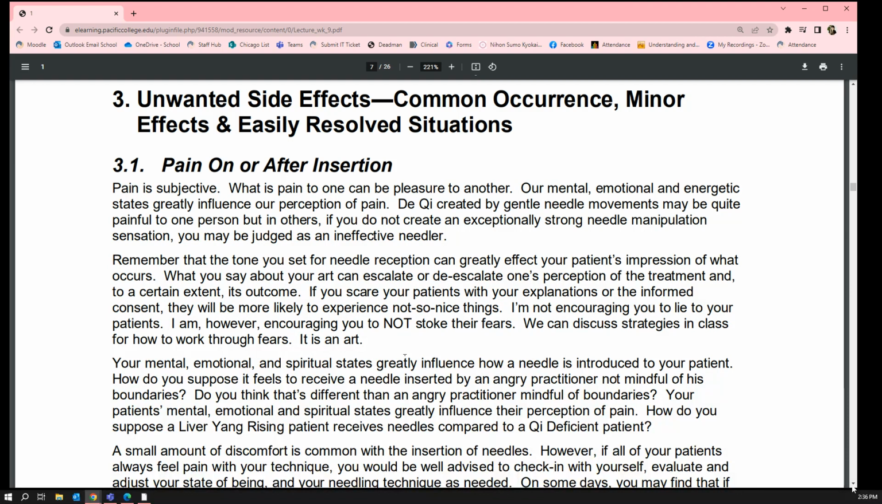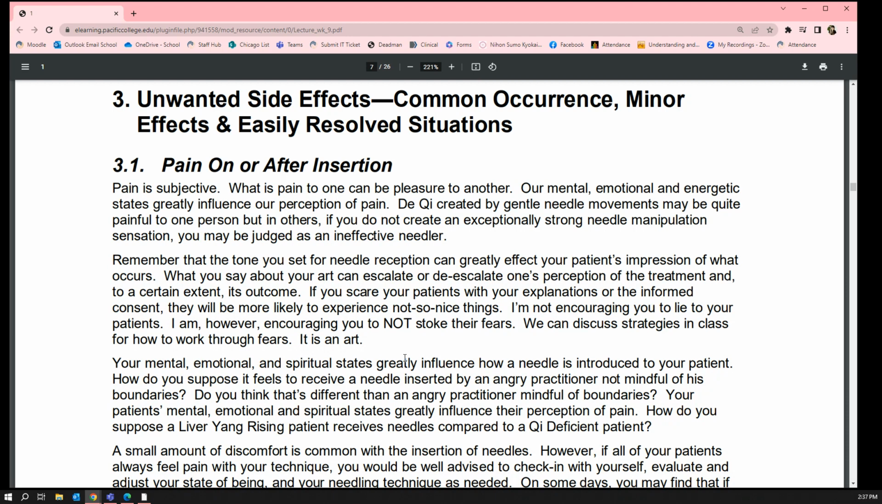First one here is pain on or after insertion. This is of a needle, of course. Remember that we can set the tone before we start needling, right? This is where we can learn how to prevent pain on or after insertion. We want to make sure that our patient is relaxed before we start needling. If you see a furrowed brow, it might be a good time to start with some Tuina or some Moxa or something along those lines, right? Get them relaxed, get them happy.